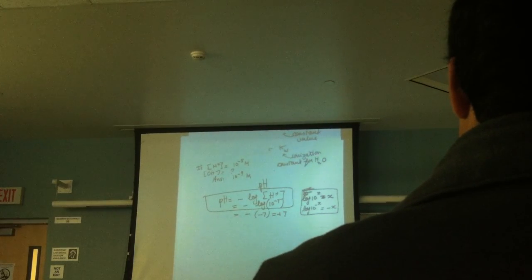So it goes without saying, if I tell you that the hydrogen ion is 10 to the negative 7, you tell me the pH is what? 7. If I tell you the hydrogen ion is 10 to the negative 2, you tell me the pH is what? 2.